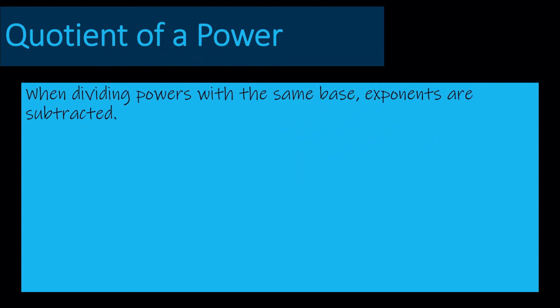Next, we have quotient of a power. From the term quotient, meaning the operation involved is division. When dividing powers with the same base, exponents are subtracted. So you can see the pattern. If we are dealing with multiplication, we are going to add the exponents. If it's division, then subtract the exponents.